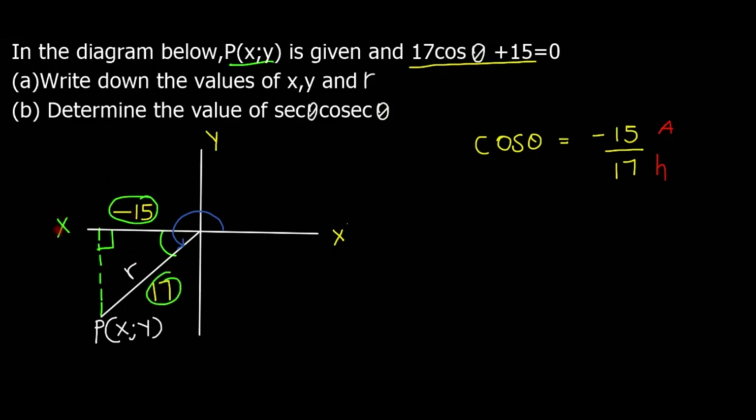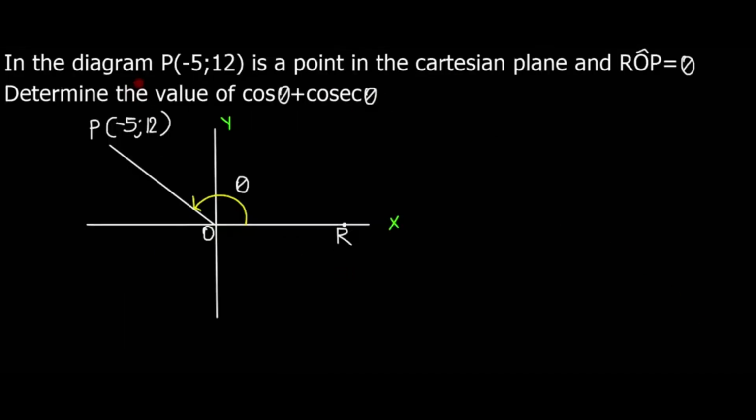Remember this is the x axis, x will be negative 15, and then this is your r, and from there we will find this side, because you will use the theorem of Pythagoras, x squared plus y squared is equal to r squared, and then we'll find y. So you will be able to find sec theta, cosec theta. Remember sec theta is a reciprocal, and cosec theta is also a reciprocal. So you will complete it.